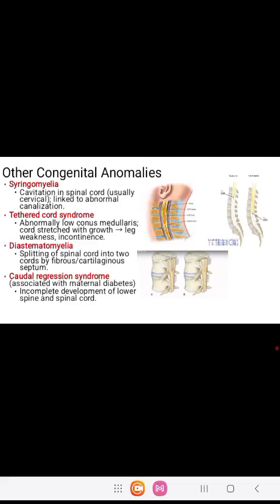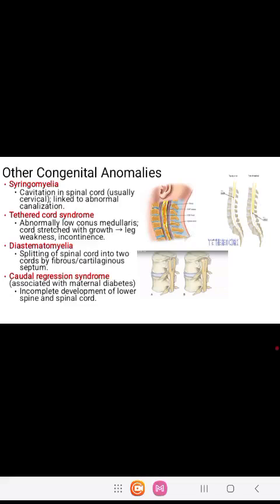Moving away from that, we'll go to diastematomyelia, which has to do with the splitting of the spinal cord, and this splitting can be by separation through a bony structure or through a cartilaginous septum, as you can see in the illustration that is on this slide.